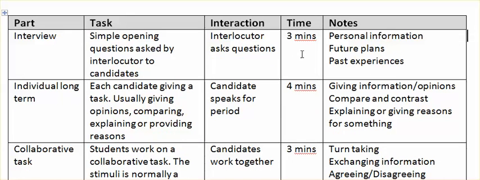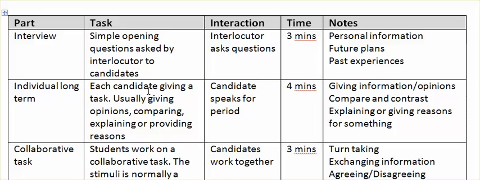The second part is really where the individual, again working on their own, is given a task to do. The stimulus can be pictures, but the stimulus could also be some text and some information. And the idea is for that individual to express an opinion, perhaps to compare and contrast, or to explain or give reasons for something, and that part lasts about 4 minutes.